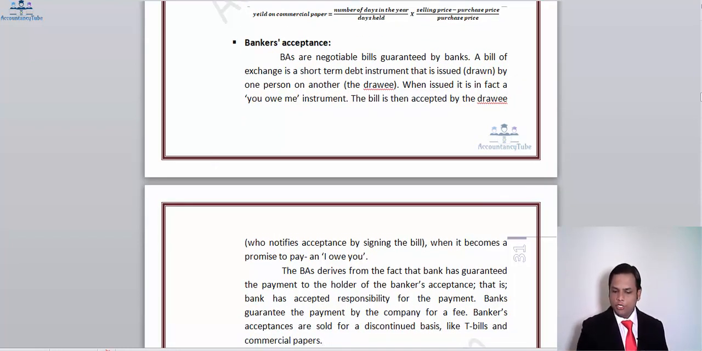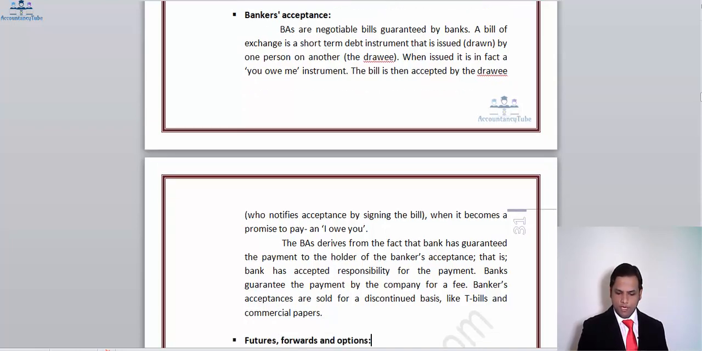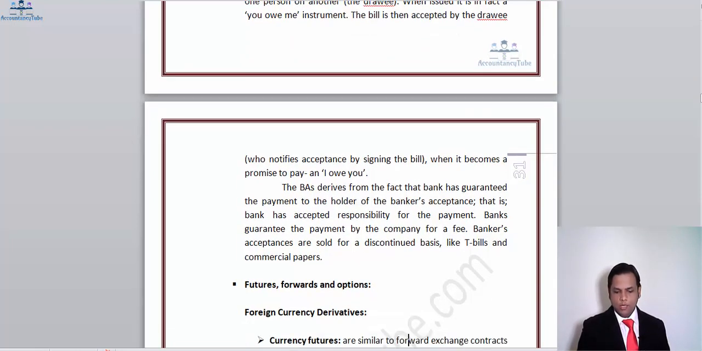So the banker's acceptance is a negotiable bill guaranteed by the banks. As I've just told you, a bill of exchange is a short-term debt instrument that is issued by one person on another. Remember, the LC was made not in the name of the importer, but in the name of the exporter. When issued, it is in fact a you-owe-me instrument. The bill is then accepted by the drawee, who notifies acceptance by signing the bill. When it becomes a promise to pay or IOU, the banker's acceptance derives from the fact that the bank has guaranteed the payment to the holder of the bank's acceptance. That is, the bank has accepted the responsibility for the payment.